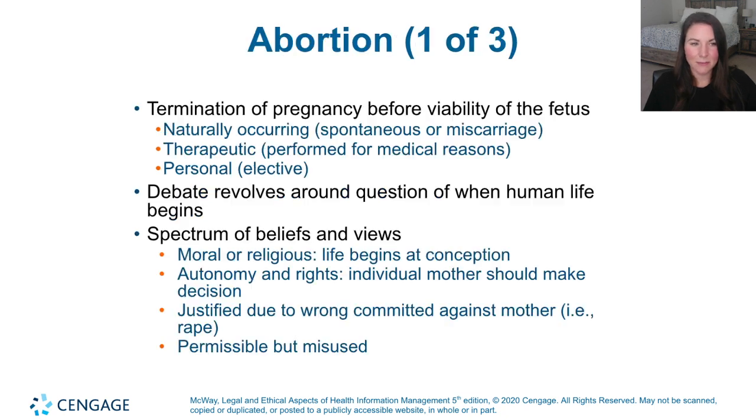The next family planning ethical issue is abortion, although it can also be considered part of family planning because it's used to reduce family size. There are three types of abortion: naturally occurring or a miscarriage, also called a spontaneous abortion; therapeutic, which is done for medical reasons; and personal or elective abortions. So the therapeutic and elective ones are the focus of ethical concerns.